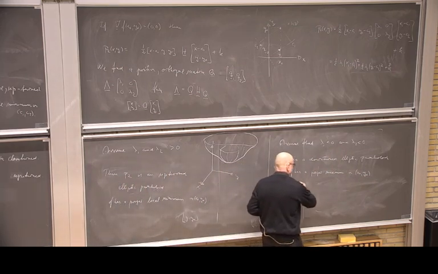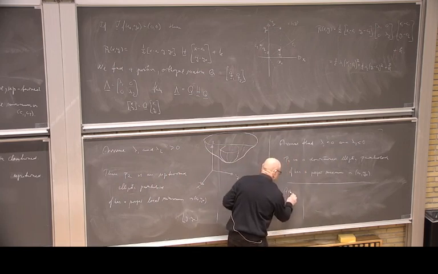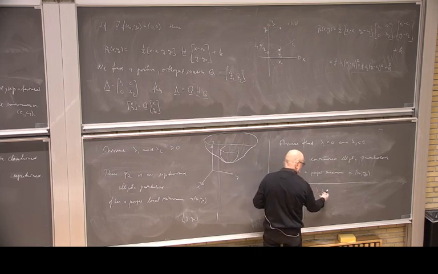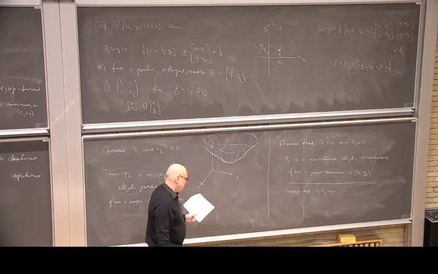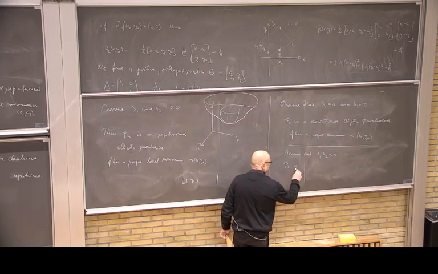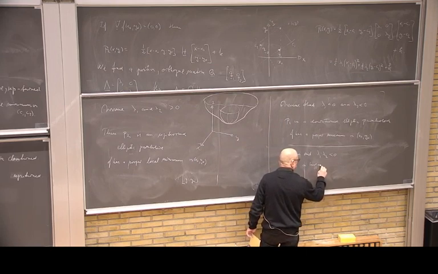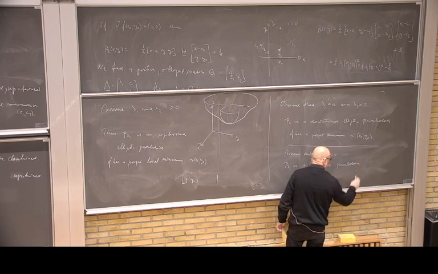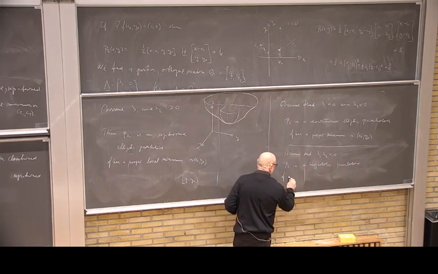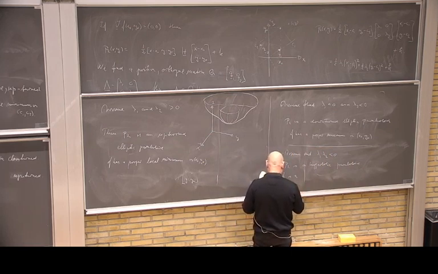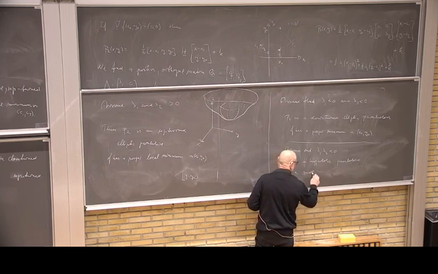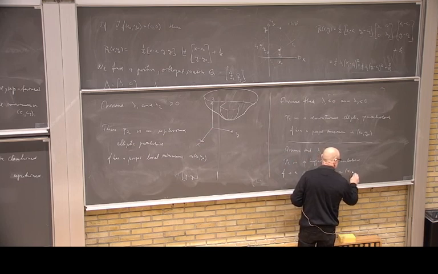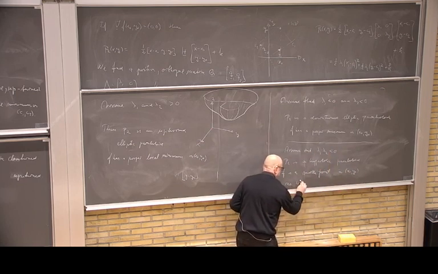And finally, we assume that lambda 1 and lambda 2 have different signs, that is, the product of the two is less than 0. Then P2 is a hyperbolic paraboloid, and f has a saddle point, and there is no extremum.